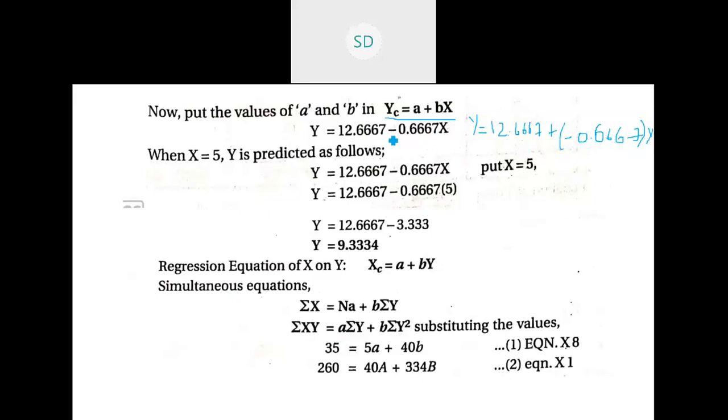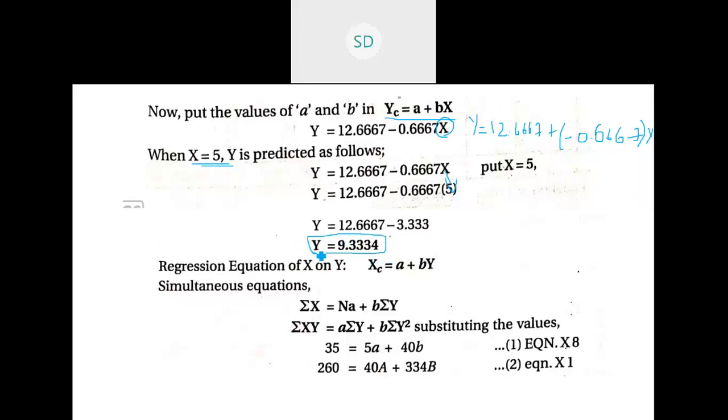Okay, so the next step is, in the place of this x we are going to substitute 5. So y is equal to 12.6667 minus 0.6667x. In place of x we are substituting 5. Now multiply 5 into 0.6667, which will give you 3.333, and 12.6667 minus 3.333 will give you 9.3334. So knowing the value of x, we have predicted the value of y.